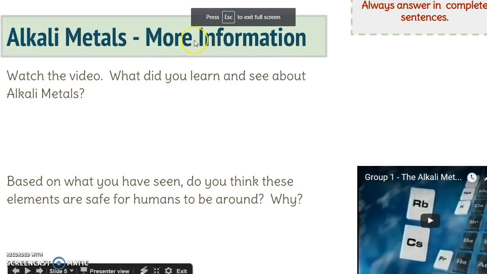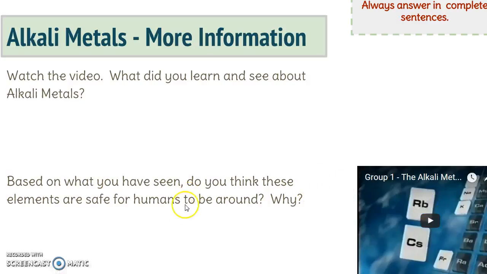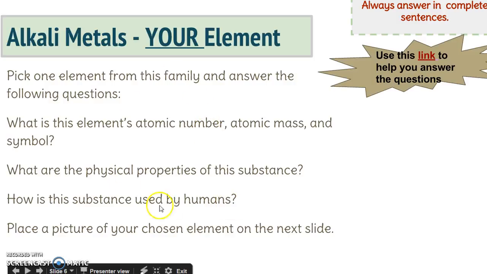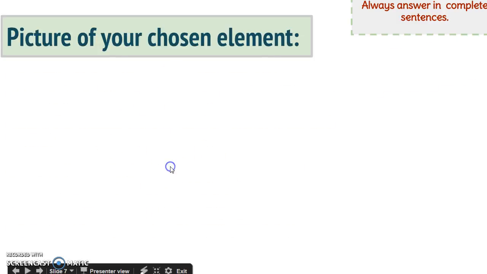All right. And then you're going to move on. Physical, chemical properties. You're going to watch this video. You're going to write down what you learned. And remember, you're answering on the slide. For all of these questions, you're answering on the slides. Okay. Based on what you have seen from the video, do you think these elements are safe for humans to be around, and explain why? And then you're going to pick an element from the group and answer all these questions.